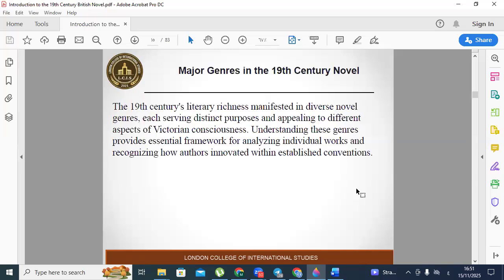Major genres in the 19th century novel. The 19th century's literary richness manifested in diverse novel genres, each serving distinct purposes and appealing to different aspects of Victorian consciousness. Understanding these genres provides essential frameworks for analyzing individual works and recognizing how authors innovated within established conventions.